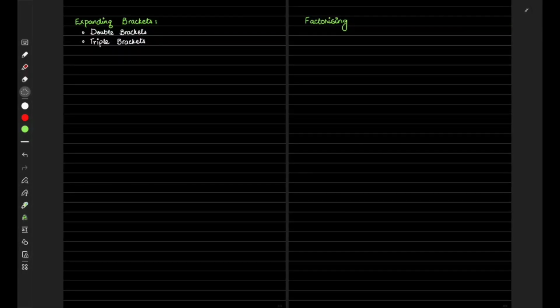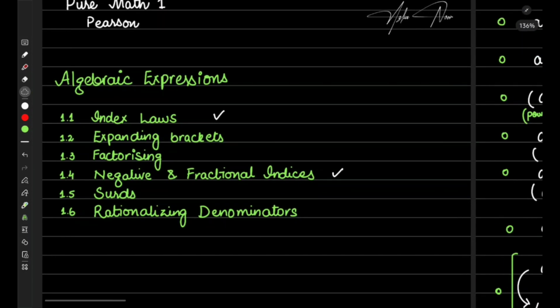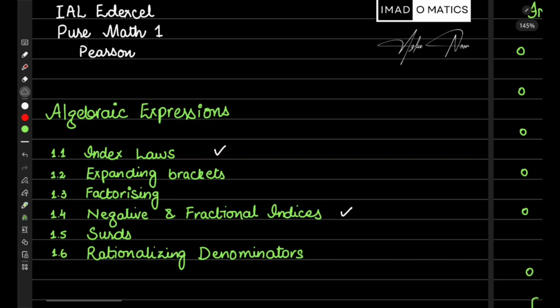Assalamu alaikum everyone, welcome back to mathematics, and we are doing A levels, international A levels EDEXCEL series for pure maths 1 chapter 1, and we are doing the second topic of our first chapter, algebraic expression. That is, we will be covering today the expanding brackets and factorizing.